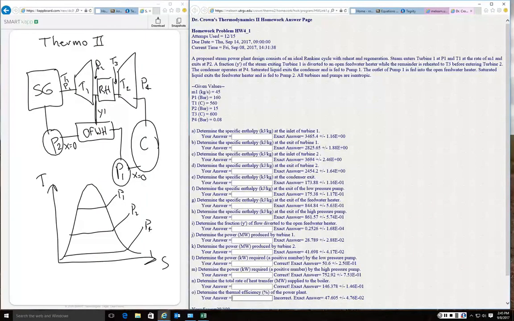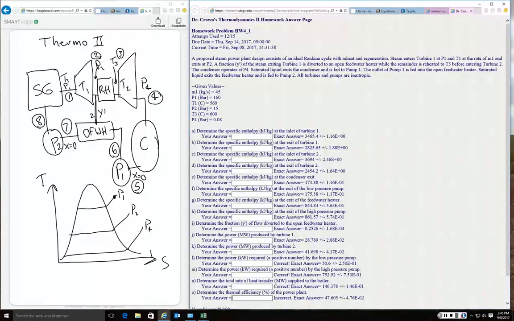So we'll start here. Let's label our states. So this is state 1, the inlet to the turbine, state 2 at the exit of the turbine, state 3 at the inlet of turbine 2, state 4, the exit of turbine 2, state 5 at the inlet to the pump, state 6 at the exit of the first pump, state 7 at the exit of the open feed water heater, and state 8 at the exit of pump 2. State 2, I'll label it again at the inlet to the feed water heater.